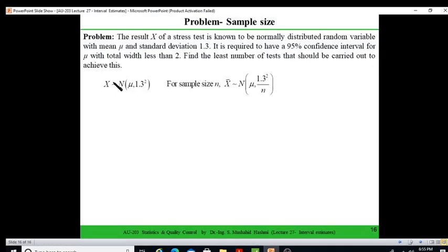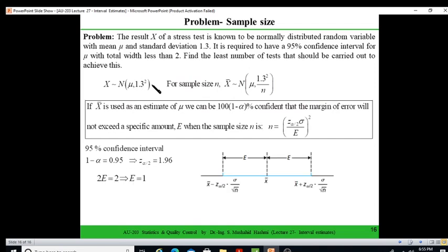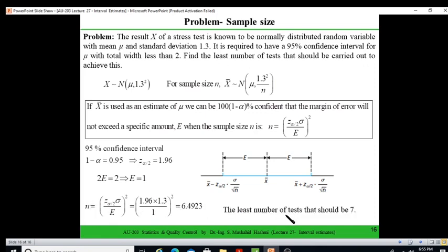You have seen that we have done it manually, just by assuming a population which is normally distributed with unknown mean and standard deviation of 1.3. We know the formula for calculating the sample size, and here 2E equals 2, the width should be less than 2, then E should be less than 1, and just substituting E less than 1, then n comes out to be 6.49. So n should be at least 7. So this is how we have done it using the formula, and the same we have done using Minitab. This is where I stop this lecture.